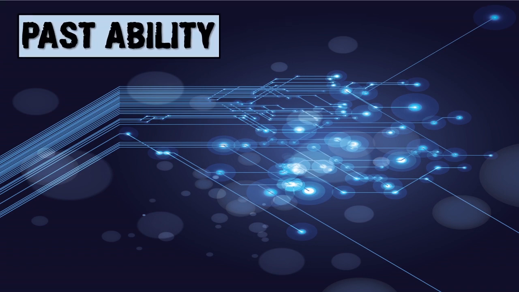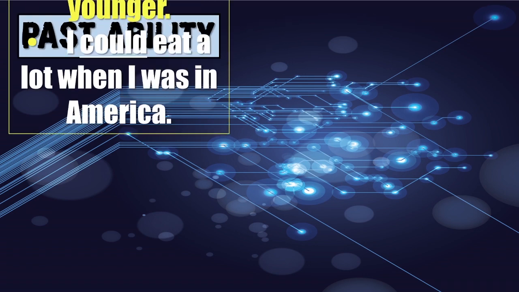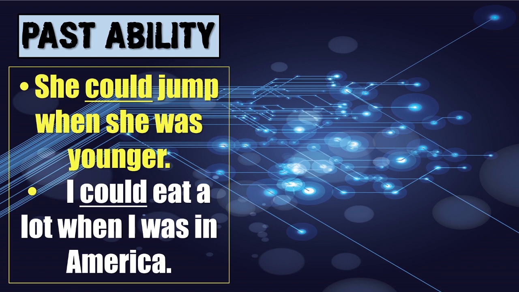Under past ability, we have the following examples. She could jump when she was younger. I could eat a lot when I was in America. This indicated ability that existed in the past, and that ability is no longer the case now. So when she was younger, she could jump. When I was in America, I could eat a lot. So could is used to express past ability.